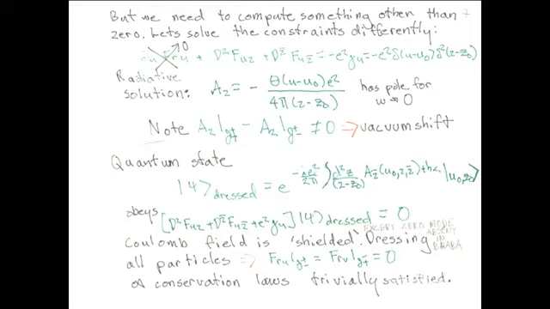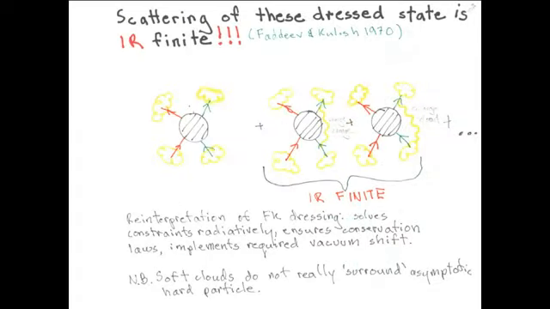And what we would be doing here is shielding. So since the whole state is neutral, we can shield the entire Coulomb field. And then the matching condition is trivially satisfied. And since the matching condition is trivially satisfied, there's no reason the amplitude should vanish. And indeed, it's known that the scattering of these dressed states that I just wrote down is in fact infrared finite.